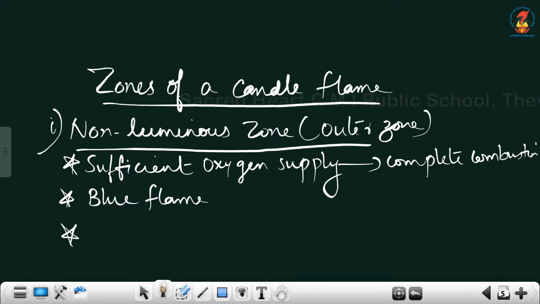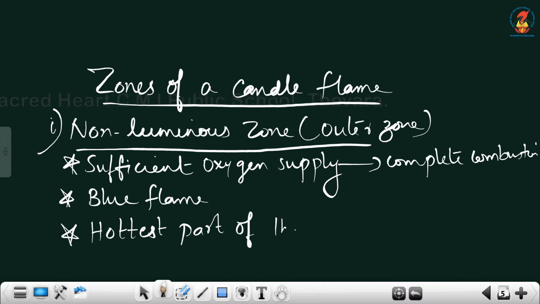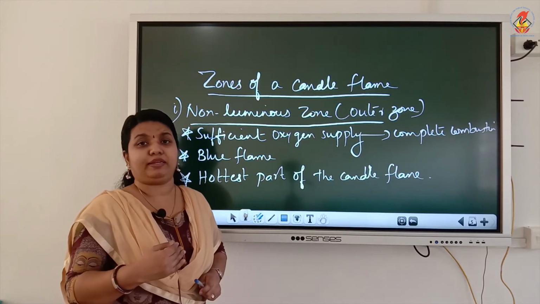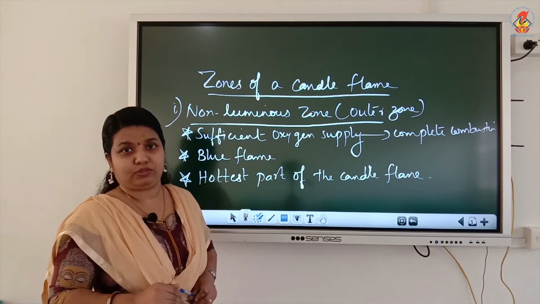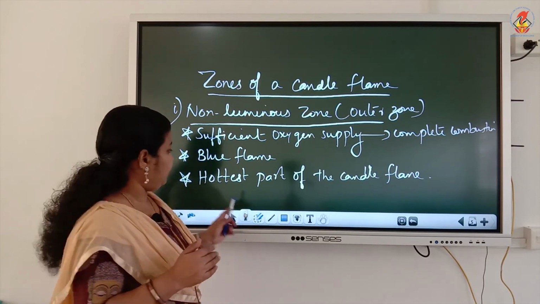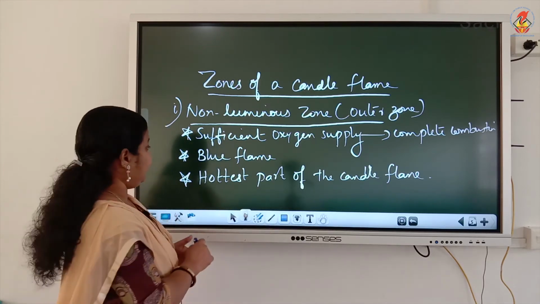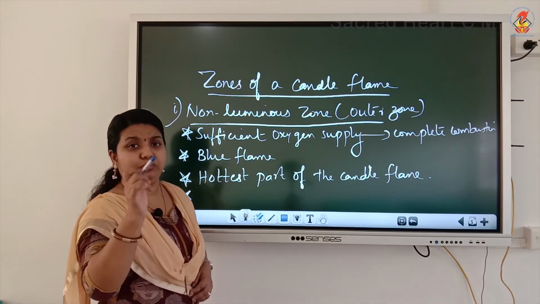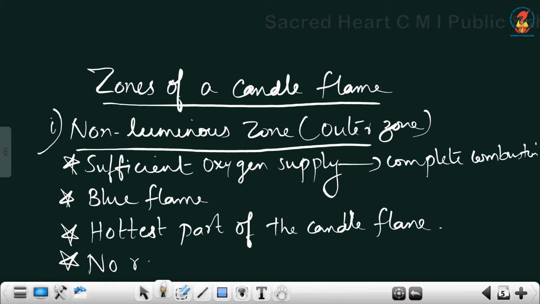So since combustion is complete, this blue zone is the hottest part of the candle flame. The hottest part of the candle flame is the outermost zone, the blue zone. Because there the combustion is complete, all the fuel particles are getting burned completely. So maximum amount of heat is produced. So this is the hottest part of the candle flame. Next one is, if you place objects in this blue zone, no soot or residue will be produced.